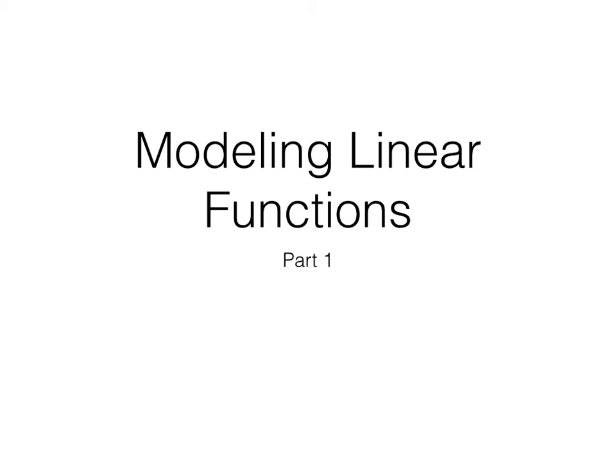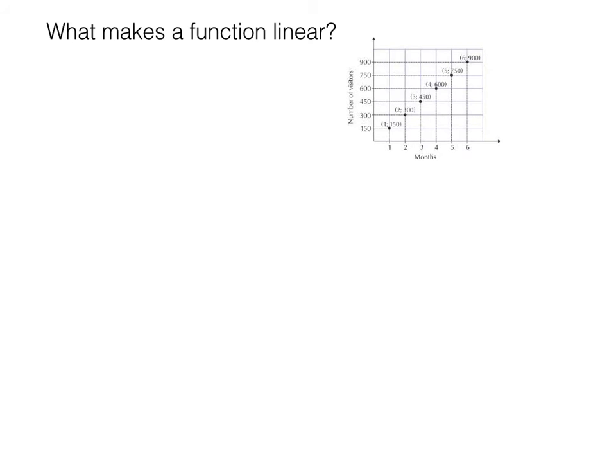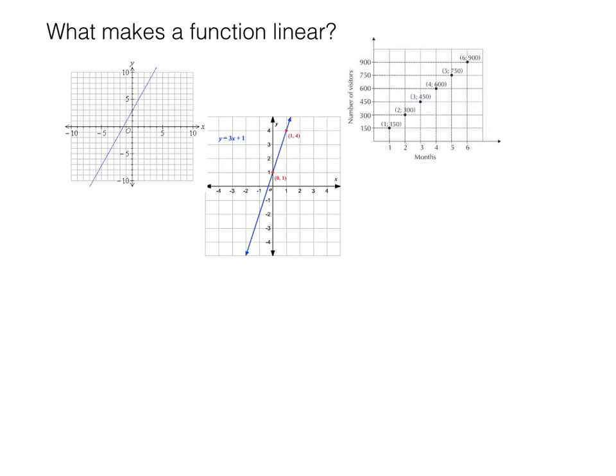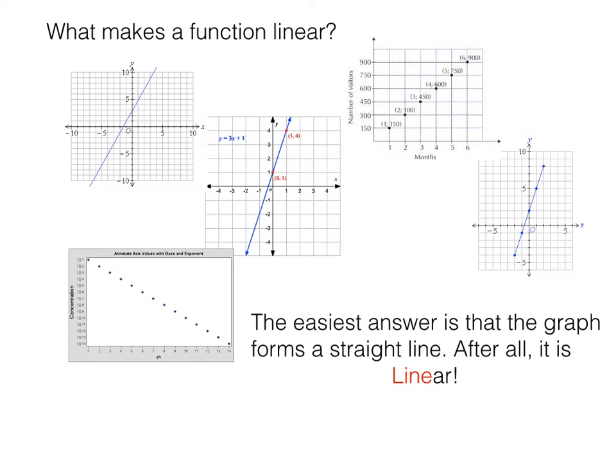This video is about modeling linear functions with an equation. This is part one. So what makes a function linear? Well, this should give you an idea. The easiest answer is that the graph forms a straight line. That's why it's called linear. We can see the word line in the word linear.